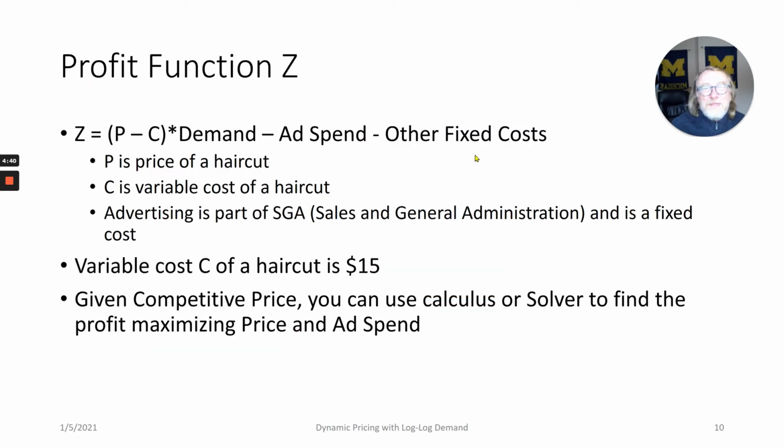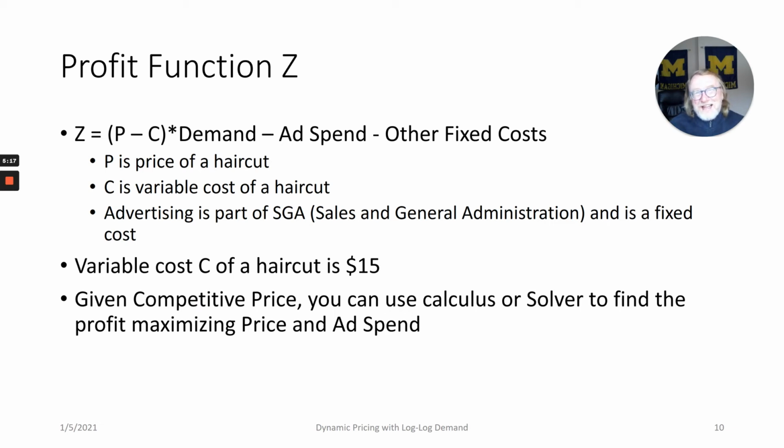And so from that you can get a profit function. We have the unit price minus the unit cost, that's the margin, times the demand. Ad spend goes right off the bottom line. It does not depend on how many haircuts you have that week. The ad spend's constant, it's a fixed cost. So you just subtract off the ad spend, and then of course your other fixed costs. Now what we do know is that the variable cost of a haircut is $15, and given the competitive price, you can use either calculus.